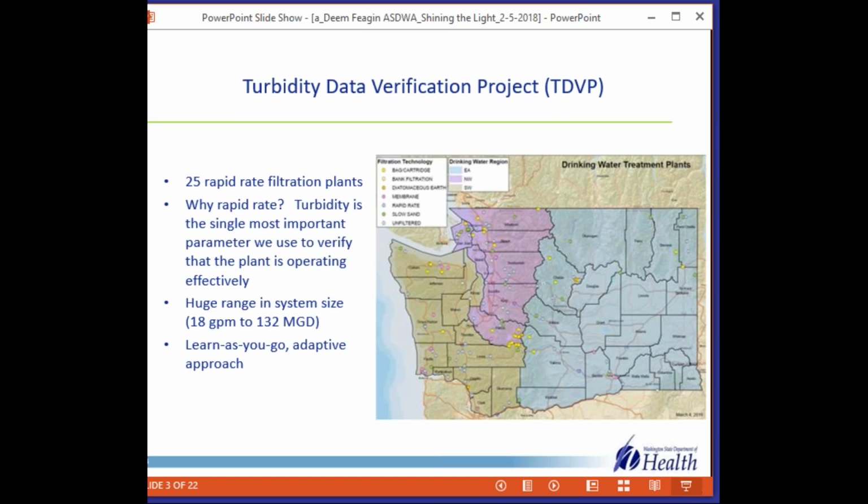So here's a quick overview of our turbidity data verification project. 25 rapid rate filtration plants in our Northwest region, that's the pink area. And we chose rapid rate because for that technology, turbidity is the single most important parameter that we use to tell us that the plant is operating effectively. During this project, we had a huge range in system size, everything from an 18-gallon-a-minute package plant to a 132 MGD municipal filtration facility. And we used a learn-as-you-go adaptive approach because honestly, we did not know a lot when we started.